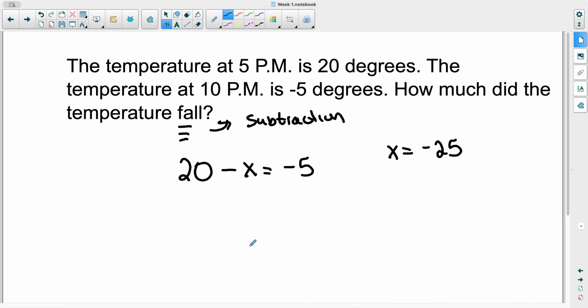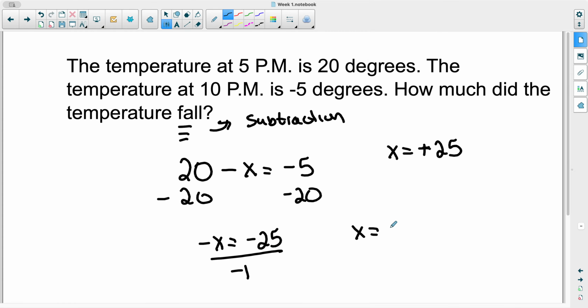But let's solve it. So 20, we're going to subtract 20. I'm sorry, positive 20. It fell down 25 degrees. And so we have this. This will give us -x is equal to -25. Again, we want to make this positive. So we're going to divide by -1, which would give us x is equal to 25.